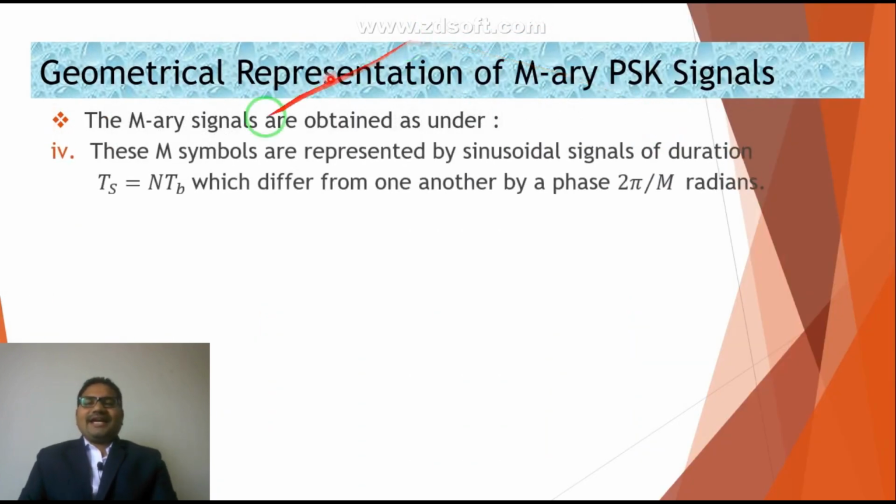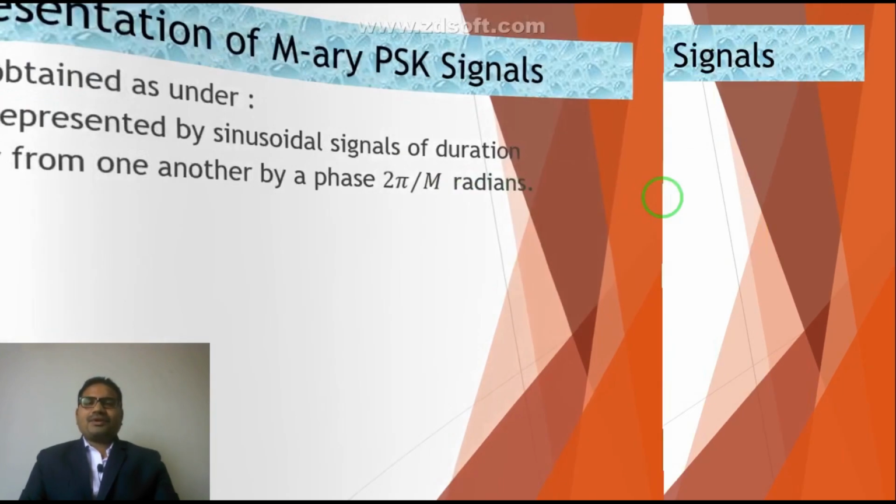Now these M symbols are represented by sinusoidal signals of duration Ts equal to n Tb. Ts is the symbol duration, which is equal to n Tb, and Tb is the duration of 1 bit. They differ from one another by a phase of 2 pi by M radians. What is M? M is nothing but the number of possible symbols, 2 raised to n equal to M.